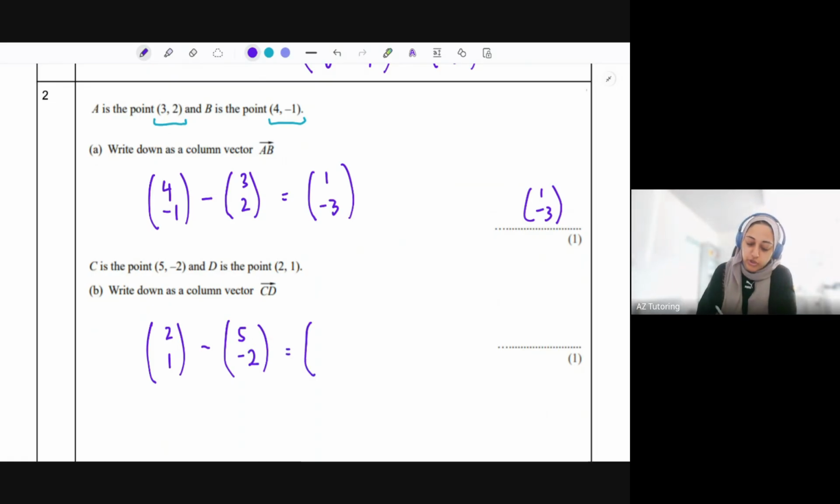For the top, we've got 2 - 5, which is -3. And on the bottom we've got 1 - -2. The minus becomes positive, so 1 plus 2 is just 3. And that's our answer.